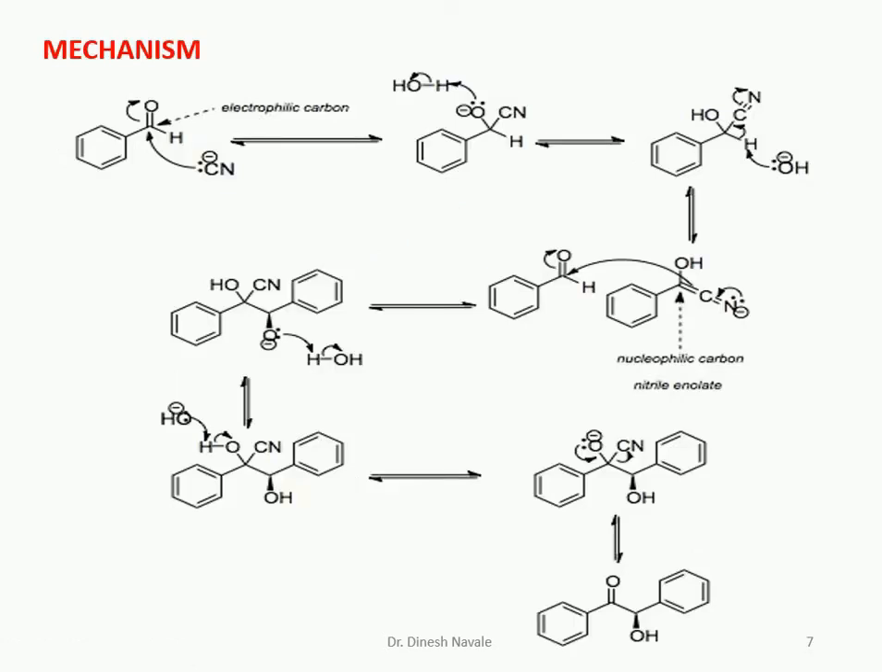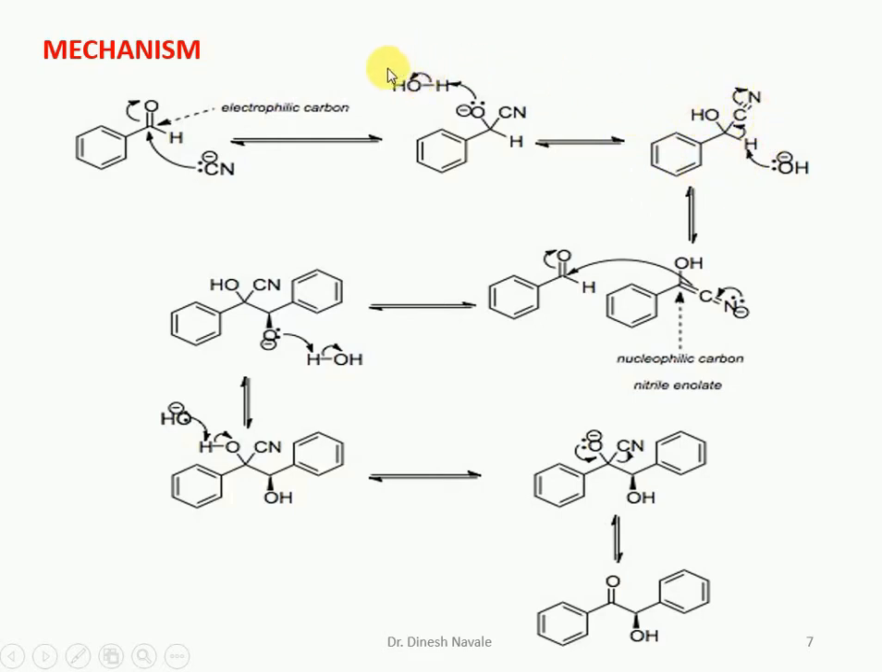In the mechanism, the cyanide ion, which acts as the nucleophile, is added across the carbonyl carbon, which is the electrophilic center, and gives the formation of this intermediate. In this intermediate, the oxide ion on reaction with water undergoes protonation, and we get the formation of a cyanohydrin type of intermediate.